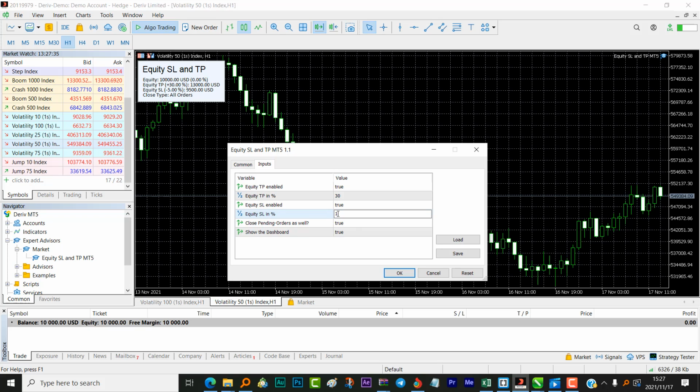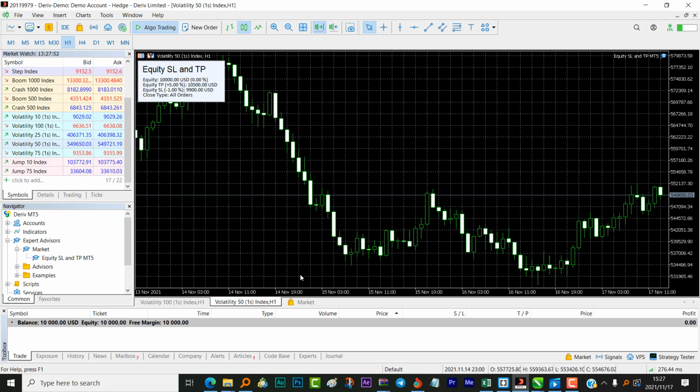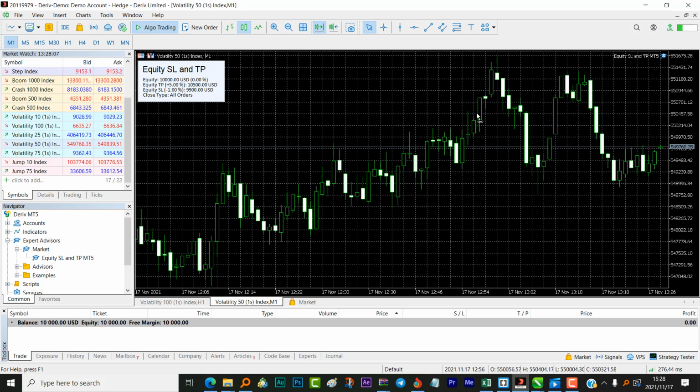Let me say I want to lose $100, but I want to make $500. Sorry, I want to lose $100, so it's 1%, and I want to make $500, which is 5%. Okay, right there. I'm gonna analyze here. It doesn't matter if I win this trade or lose, but I just want to show you how the EA works. That's why I'm even doing this in demo, because I want to show you guys how these things work.